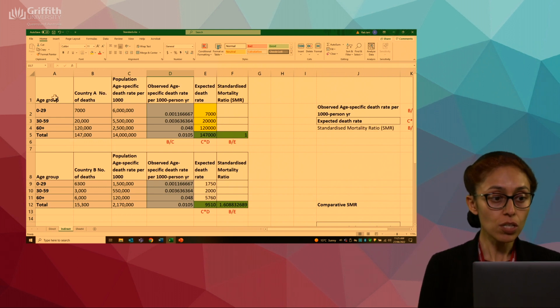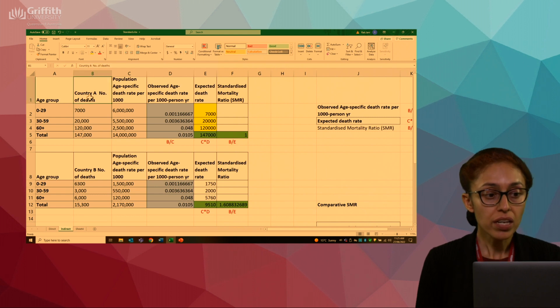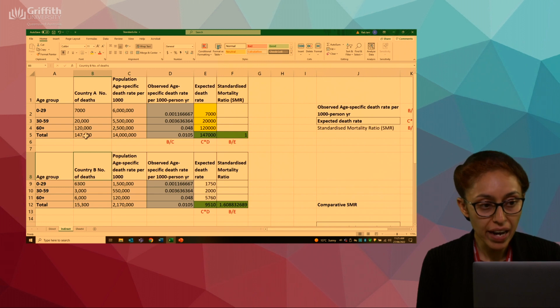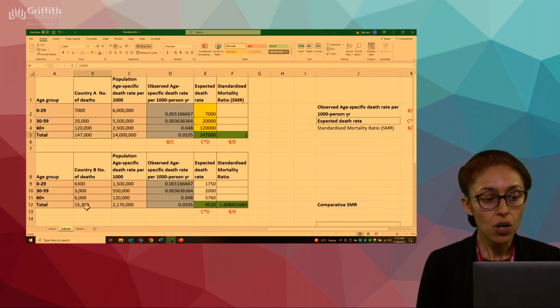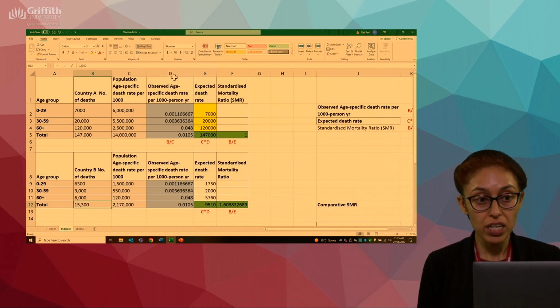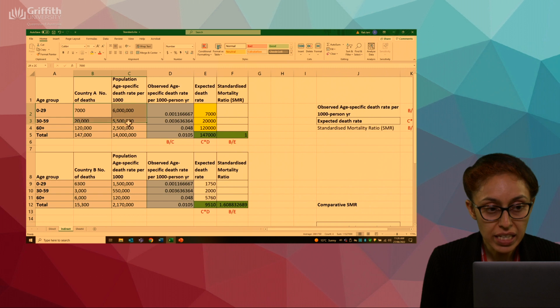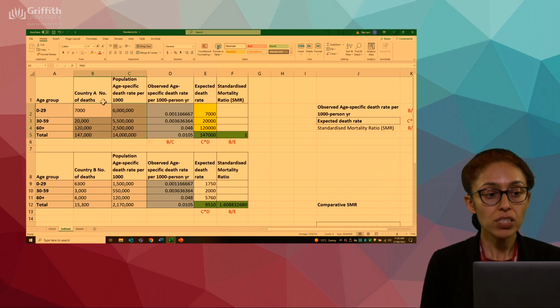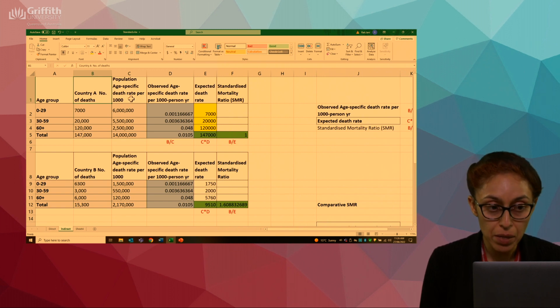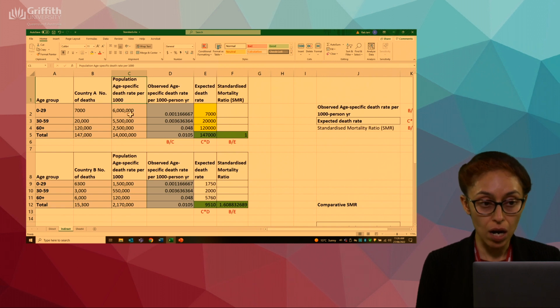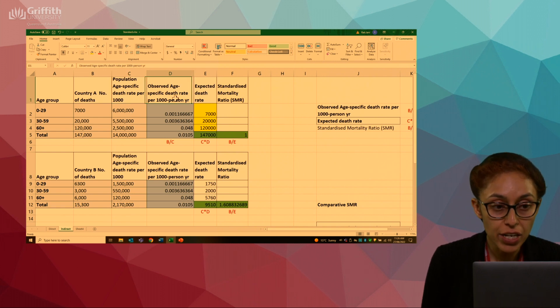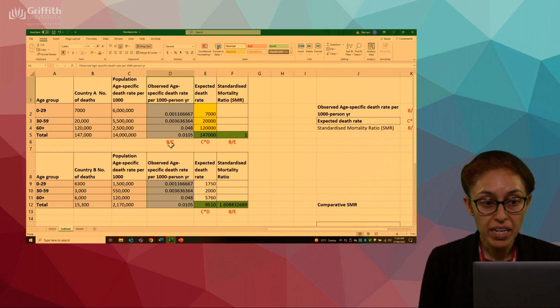Okay, so you have the same scenario, country A, country B, and you may think more people are dying in country A, the total number, versus country B. We do not have any country C now, so there is no reference population. All this grey data is given to me. So we have our country A, we have our country B, we have population, age specific death rate per thousand. This is the population number, and then you calculate the crude death rate, B divided by C.